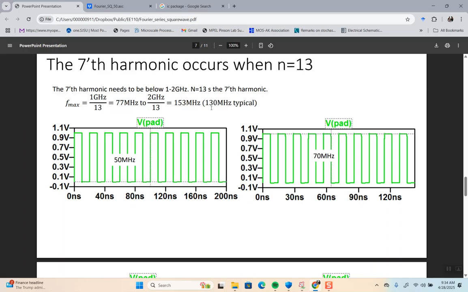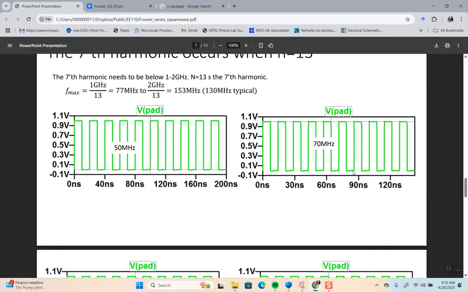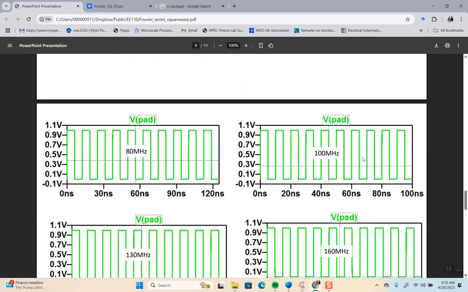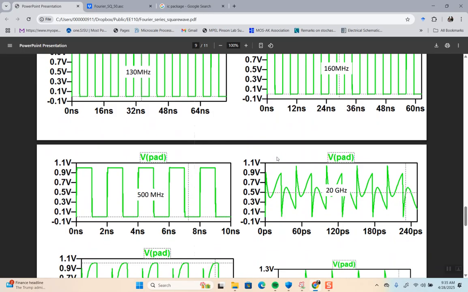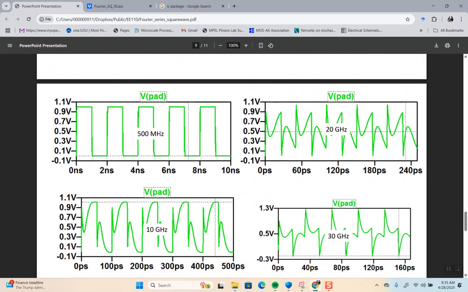And yeah, some pads will go up to 130 megahertz. So that looks pretty good, right? But this is 50 megahertz, looks very square. Even 70 megahertz looks pretty square. 80, there's a little something going on here, but it's still digital. 100, 130, 160, 500 megahertz, we're starting to see 20 gigahertz. What? You know, that's pretty hard to interpret, okay?